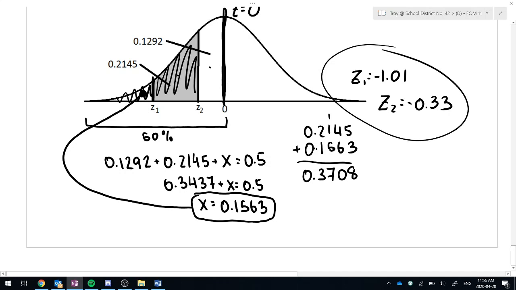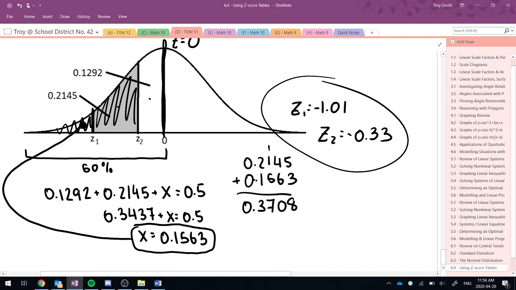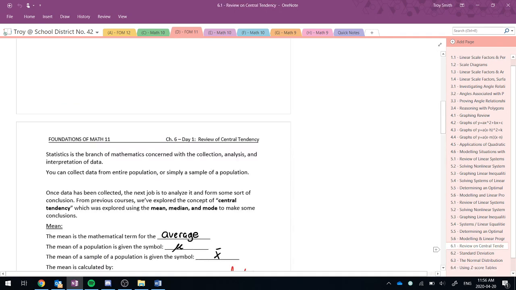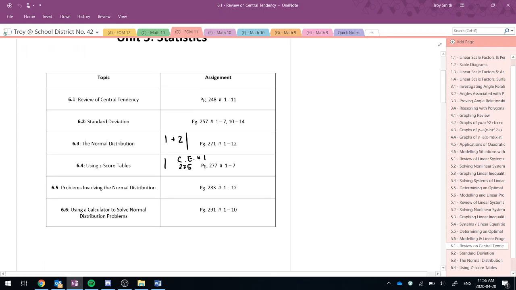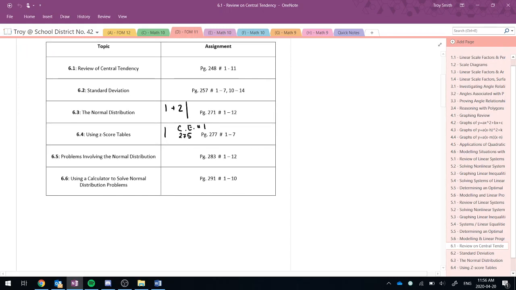All right, so what you guys can do now is you can go in and finish up everything else from section 6.4. Should be good to go. So page 277, questions 1 to 7. So go ahead and get started. Make sure you post or message me in Discord if you have any questions.